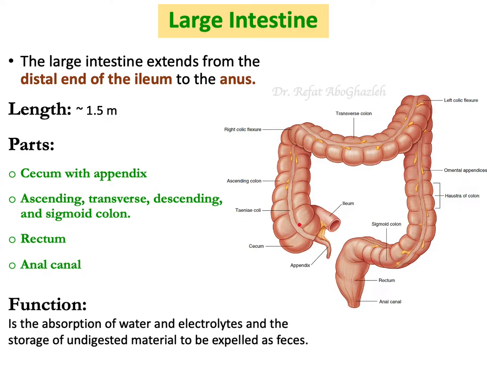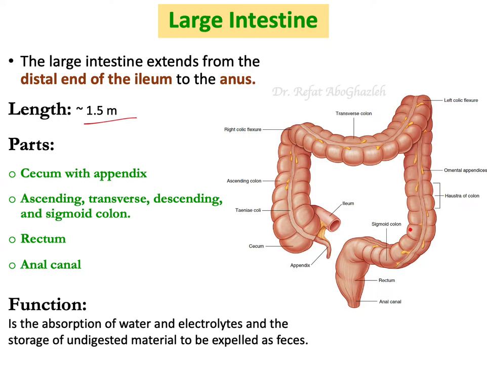So it's about 1.5 meters. You remember that the small intestine is about 6 meters, but the large intestine is shorter than the small intestine, and it's about just 1.5 meters. So why do we call it the large intestine? Well, indeed, we call it large intestine because the diameter, the caliber in the large intestine is greater than that in the small intestine. So we call it large intestine because of the caliber, because of the diameter, not because of the length.